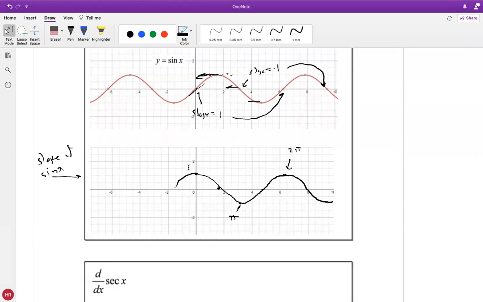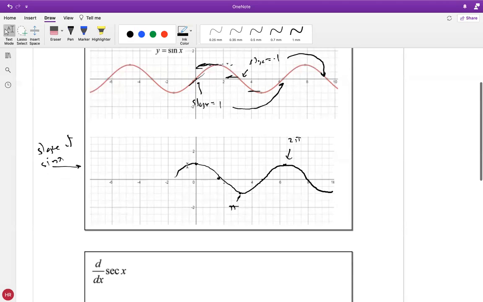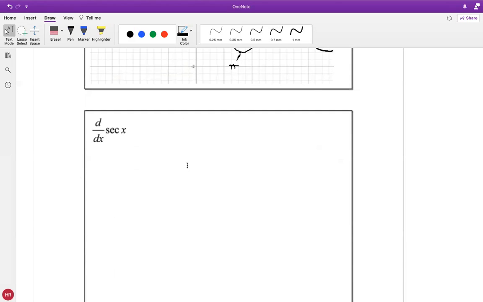So there's some connection between the sine and cosine graph as far as the slopes of the tangents to this curve are concerned. It makes sense. Derivative of the secant. Oh, I know I did this one. I'm going to ask you guys to do the other ones on your own. So I'm going to do the secant so you guys can see what the trick is here.